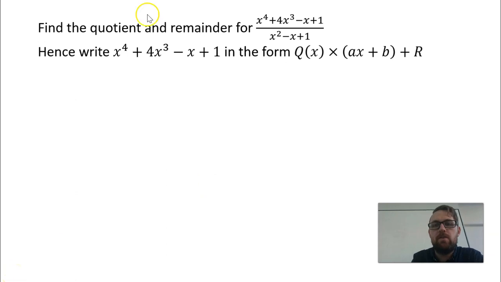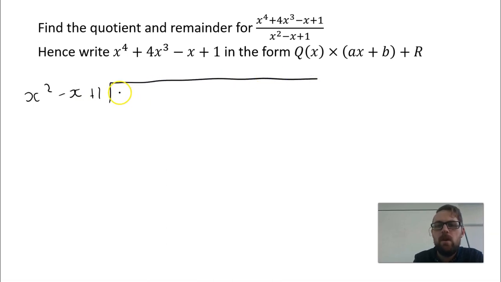Find the quotient and the remainder for the following division. So x to the power of 4 plus 4x cubed, take x plus 1, and we're dividing it by x squared, take x plus 1. Again, I'm writing it out in my long division form. So we're dividing x to the power of 4 plus 4x cubed plus 0x squared.